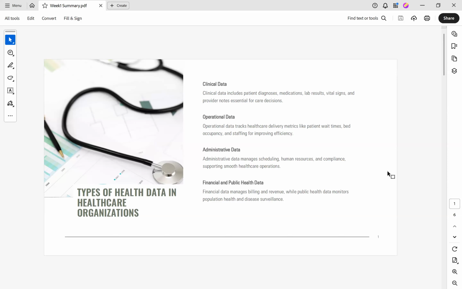So, the four main types of data that all types of healthcare organizations, from dental practices to trauma units, really utilize, usually all at the same time, are clinical, operational, administrative, financial, and public health.